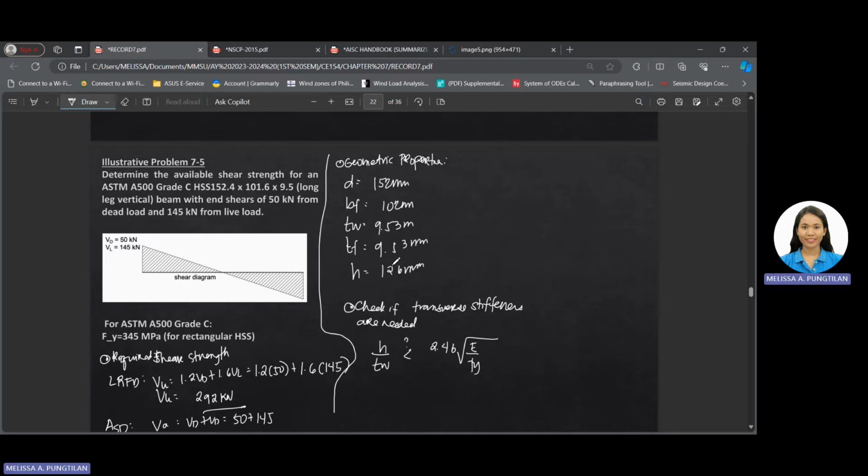Okay, so we just do direct substitution. h is equal to 126. Thickness of the web, 9.53. Therefore, we have 13.22. And then, is it lesser than 2.46 square root of E over Fy, with Fy equal to 345? Okay, therefore, we have 59.23. Okay, so the given scenario is satisfied, that h over tw is lesser than 2.46 square root of E divided by Fy. Therefore, transverse stiffeners are not needed or not required.